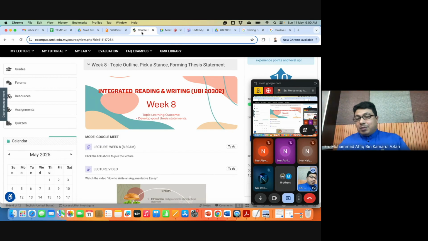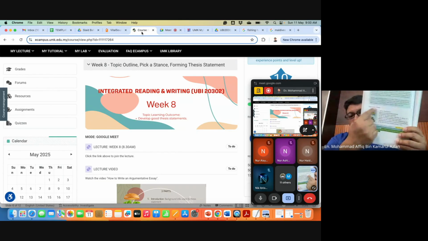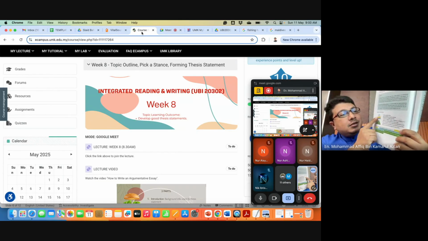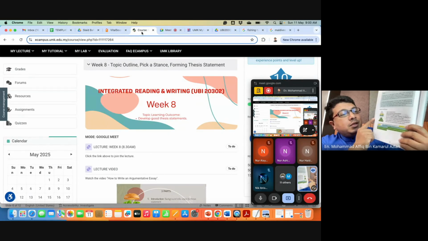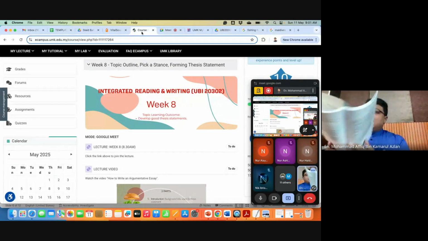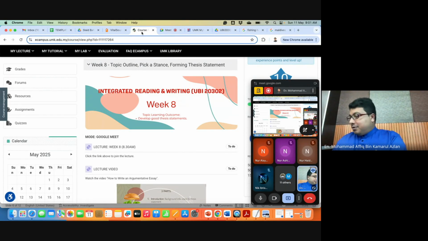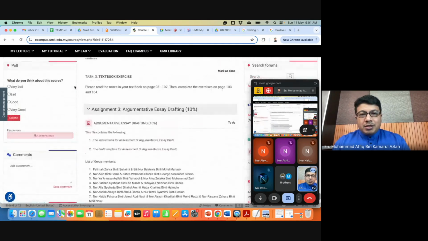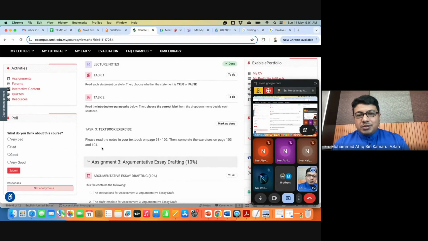If you cannot understand what I'm trying to explain here, I'm going to show you some examples later on. So page 100, page 101, page 102. On page 102, you can see here you have your stand, you have the pro-argument, you have the counter-argument. So you can see the example here. Later on, you can do the practices from page 103 and also page 104 as mentioned here on eCampus. 103, 104, textbook, task 3, textbook exercise.